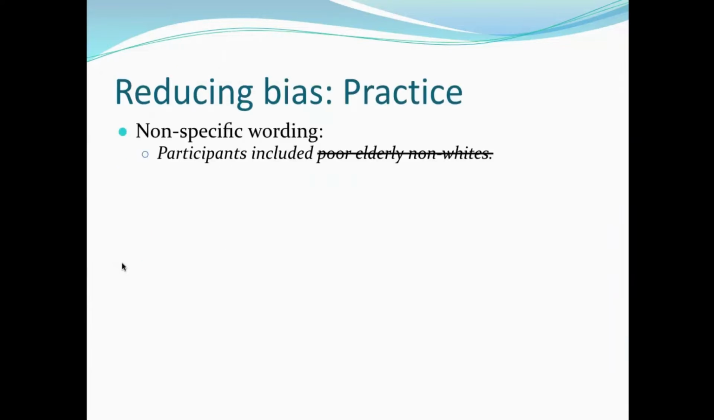So here's an example of some non-specific and non-ideal wording, and we can practice revising it. Participants included poor elderly non-whites. The words poor and elderly are just not preferred anymore. The word non-white, there's nothing wrong with that specifically, except it's really not specific enough in this case. If we're assuming that we're summarizing a psychological study that talked about a specific group of non-whites, then we would want to name that specific racial or ethnic group.